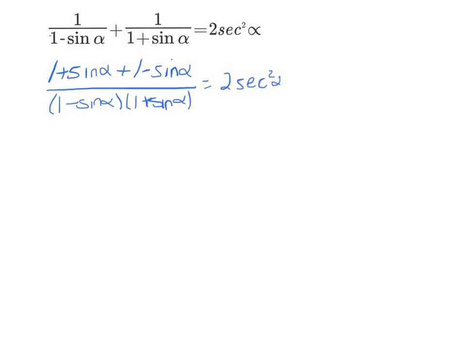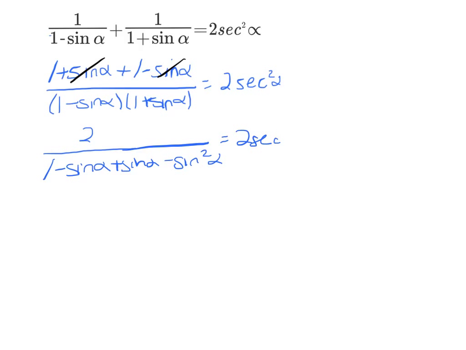Okay, so first step, all we did was add those 2 fractions together. What's really nice about that is that those sines cancel out. And we end up with 2 in the numerator, which is a good thing because we've got a 2 over there. And how about we distribute that denominator? We're going to have 1 minus sine alpha plus sine alpha minus sine squared alpha. Again, those sines will cancel, and it looks like we're getting closer here.